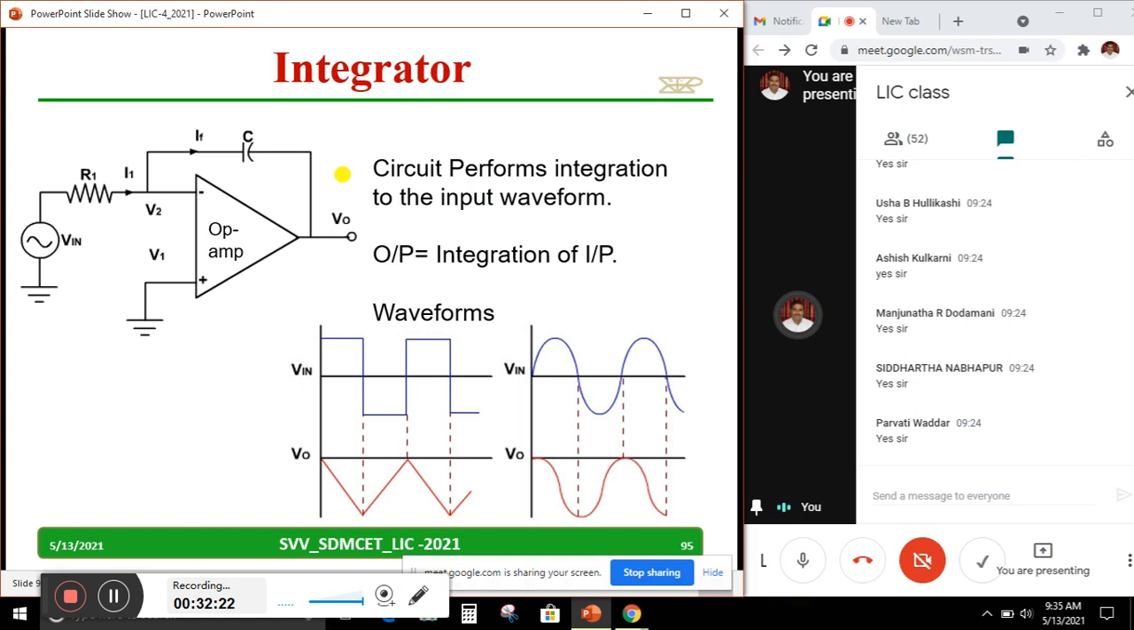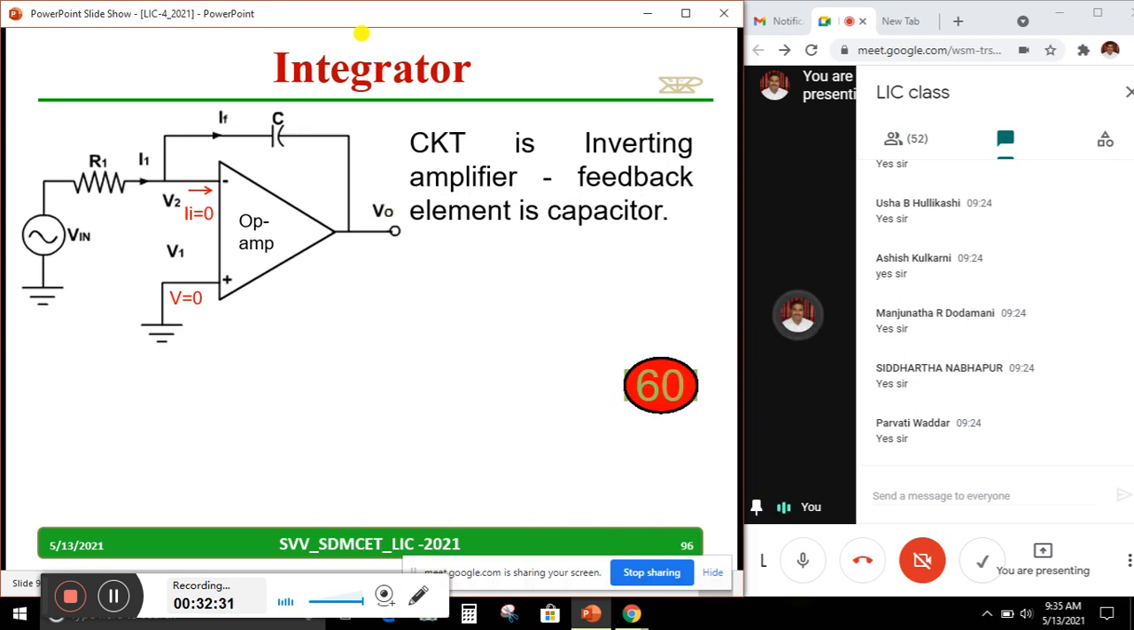A circuit that performs integration of the input waveform. If I give a square wave, I will get a triangular wave. The circuit is basically an inverting amplifier, but we used to connect RF by R1. Now here I have connected a capacitor element. V1 equal to 0, therefore V2 equal to 0. The reason we have already discussed many times. It is a virtual ground.